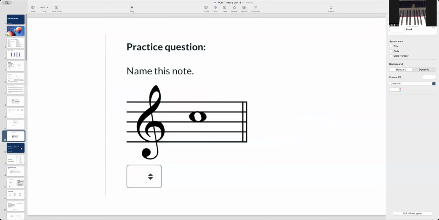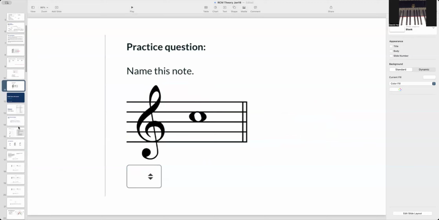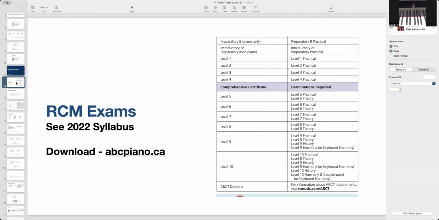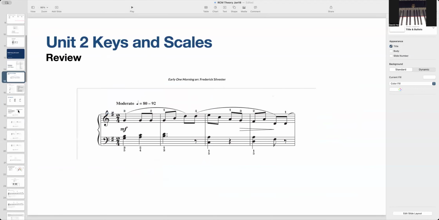That was the first class. Okay, page annotation. The second one is the key. Keys and scales. So we have already learned everything about it.